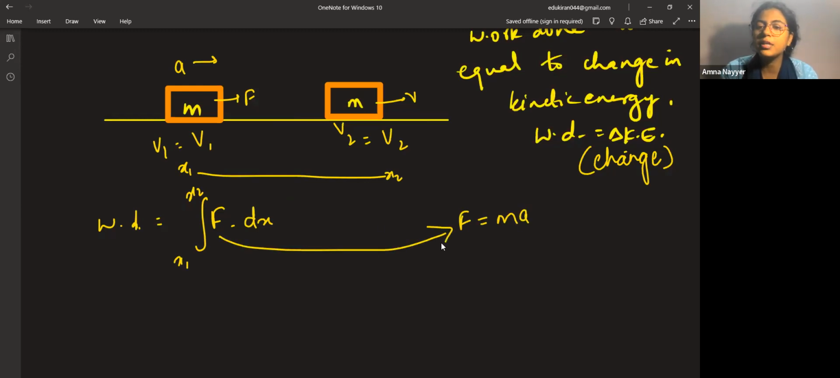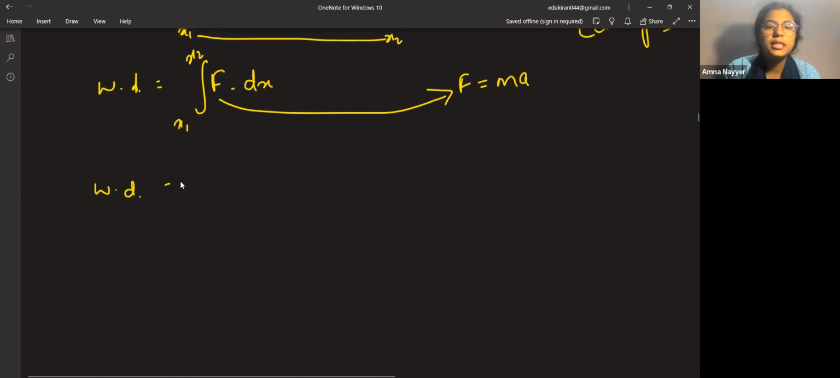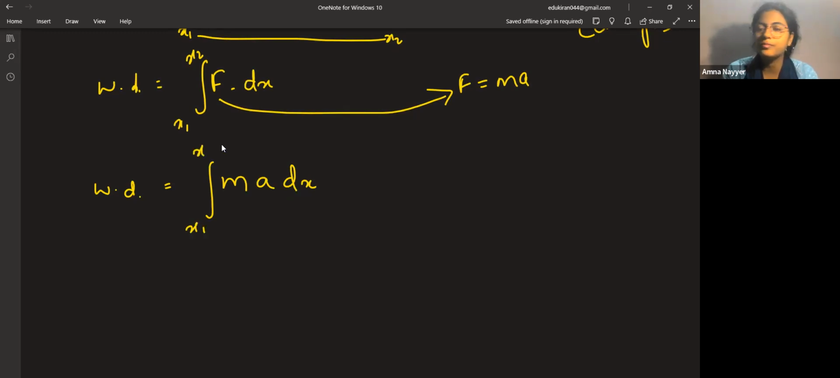This you can substitute in from here. Understood? F is equal to ma. So once you put in the value over here, this work done will become ma dx integrating from x1 to x2. All right. What is the formula of acceleration?